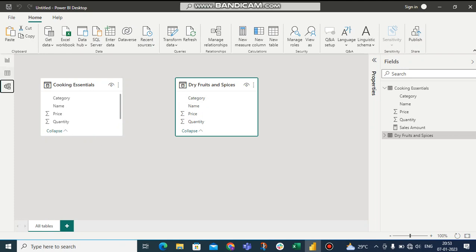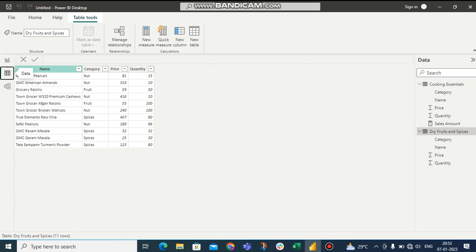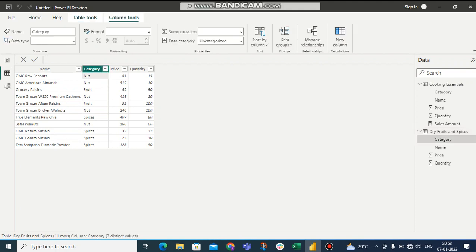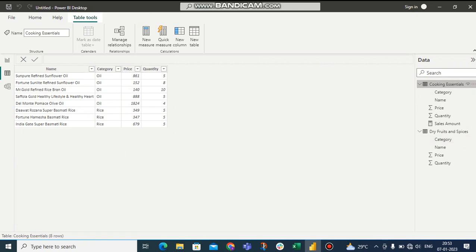If I want to calculate the sales amount of only nuts from the dry fruit table and only oil from the cooking essentials table, I want to sum the sales values, but there is no relationship. How can we achieve that? For that I have used a DAX function.